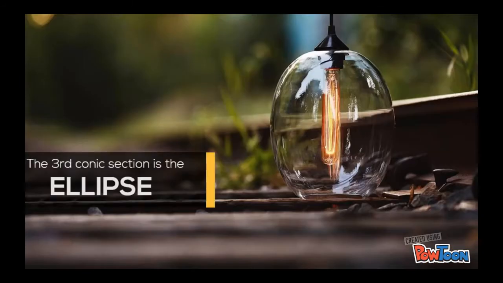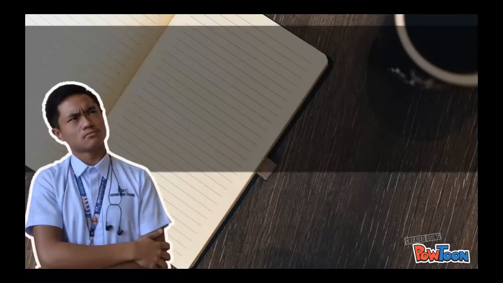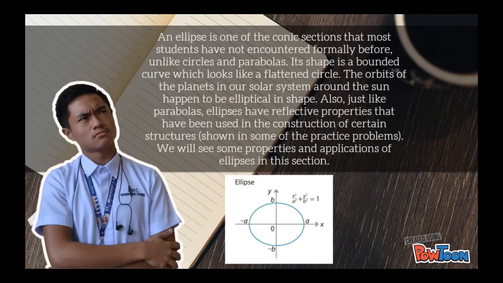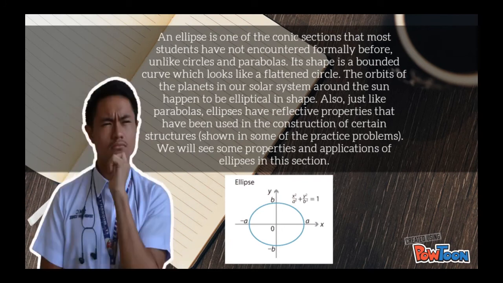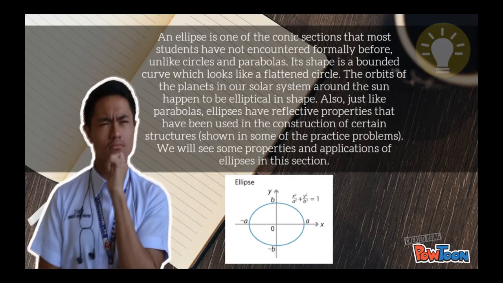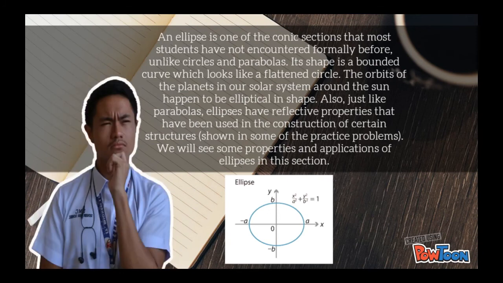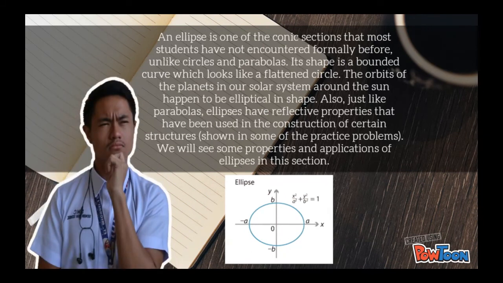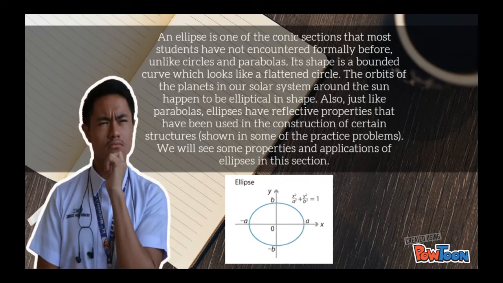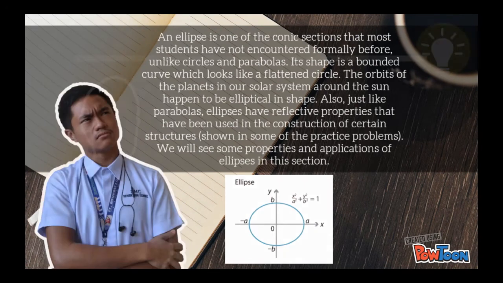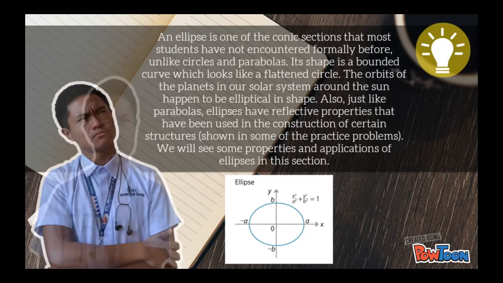The third conic section is the ellipse. An ellipse is one of the conic sections that most students have not encountered formally before. Unlike circles and parabolas, its shape is a bounded curve which looks like a flattened circle. The orbits of the planets in our solar system around the Sun happen to be elliptical in shape. Also, just like parabolas, ellipses have reflective properties that have been used in the construction of certain structures.